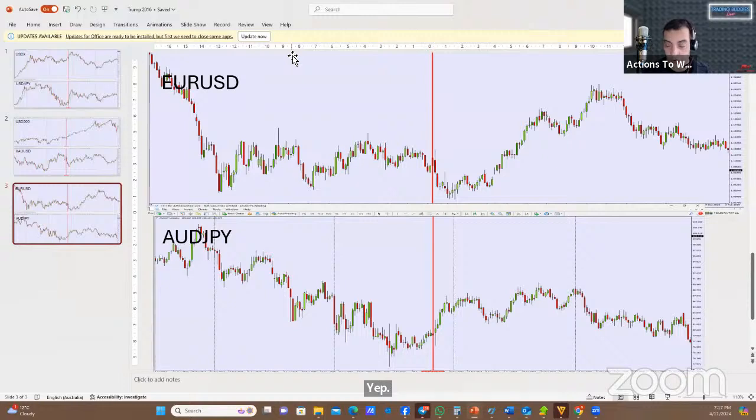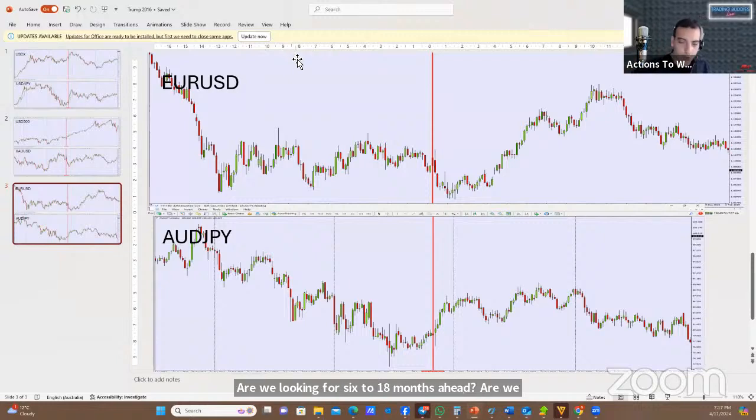It's difficult to know what the driver is, but we are always talking about time frame. Drivers are one thing, but the time frame of drivers is the biggest factor. Are we looking for 6 to 18 months ahead? Are we looking for 3 to 6 months ahead? Are we looking for 1 week to a month ahead? All these things and the way we trade are a factor in this.